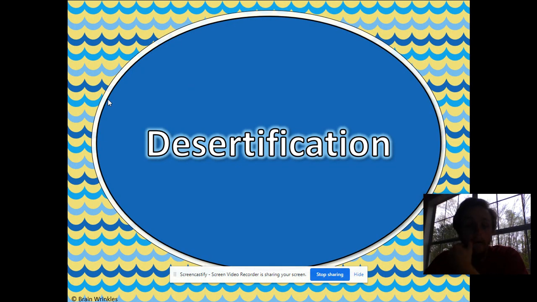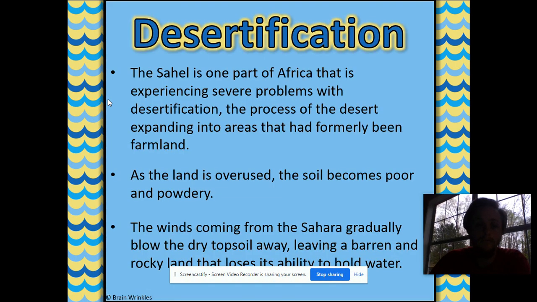All right, and then moving on to our last section, desertification. The Sahel is one part of Africa that is experiencing severe problems with this, the process of the desert expanding into areas that have formerly been farmland. So basically, desertification is just when the desert is expanding into other areas.